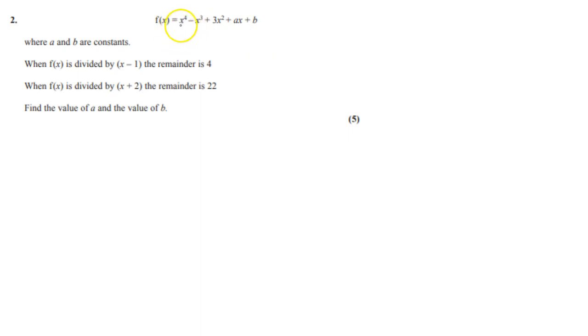Question number 2. f(x) is equal to x to the power 4 minus x to the power 3 plus 3x to the power 2 plus ax plus b. f(x) is divisible by x minus 1 and the remainder is 4. So if we put x is equal to 1, we will get 4. So f(1) will be 1 to the power 4 minus 1 to the power 3 plus 3 times 1 squared plus a times 1 plus b, and this is the remainder. We get 4.